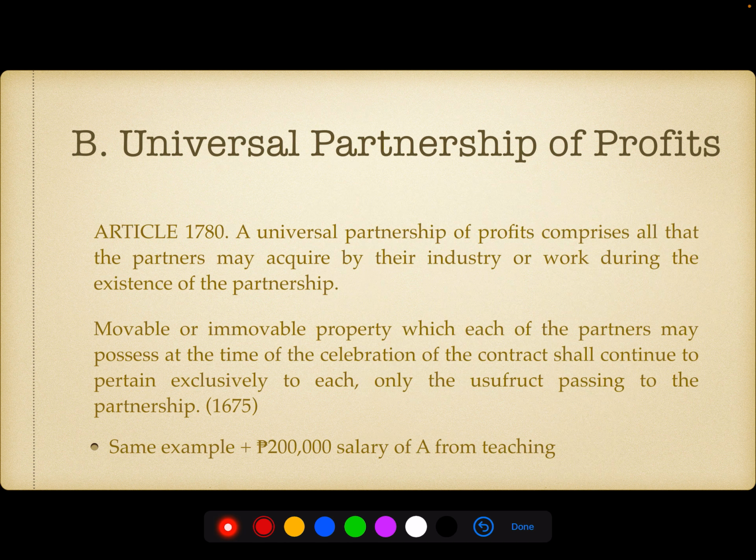The universal partnership of profits is provided under Article 1780. A universal partnership of profits comprises all that the partners may acquire by their industry or work during the existence of the partnership. So, movable or immovable property which each of the partners may possess at the time of the celebration of the contract shall continue to pertain exclusively to each, only the usufruct passing to the partnership.